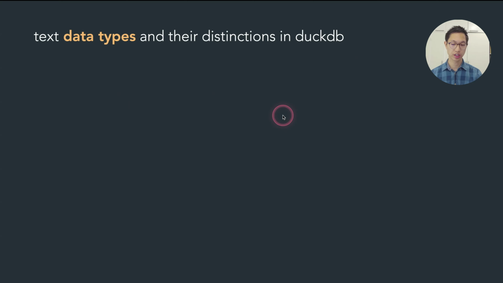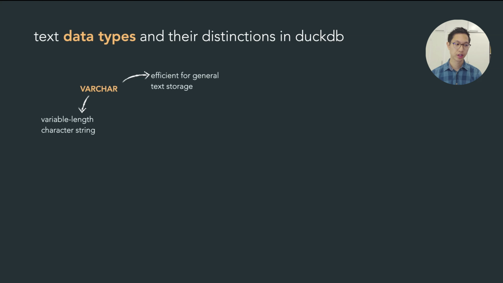Text data types and their distinctions in DuckDB. As I said in the introduction, there are 3 data types for strings, but basically they're the same. We have varchar, variable length characters. This is efficient for general text storage, and it's a variable length character string. It means that there is no length limit actually. In other SQL dialects you may have seen varchar with a length limit. But actually in DuckDB there is none.